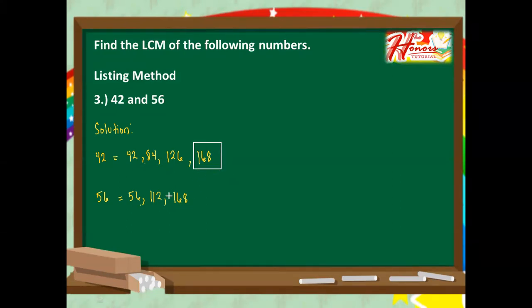And that is 168. You will always get the first number that match the given numbers. Okay? So we have here LCM is equal to 168. So that is the answer for number 3. Listing method still.